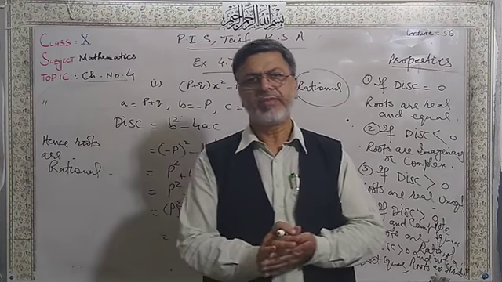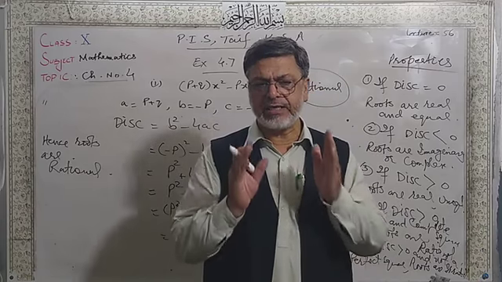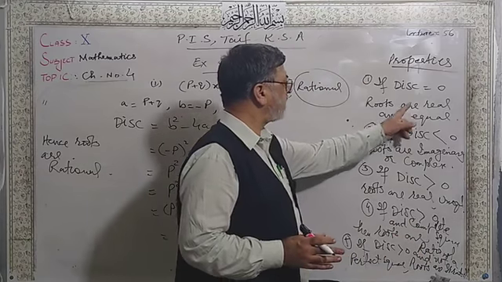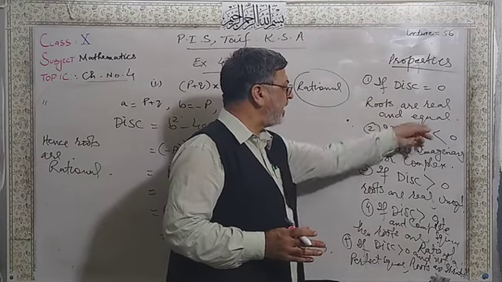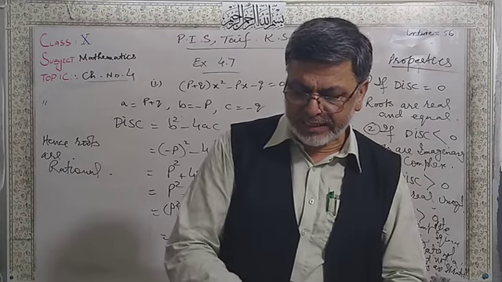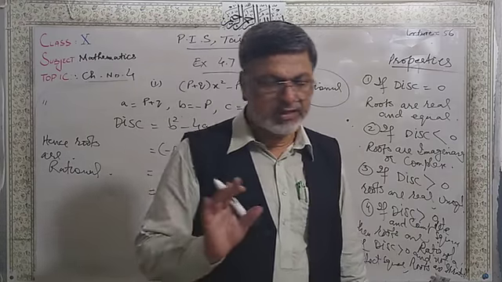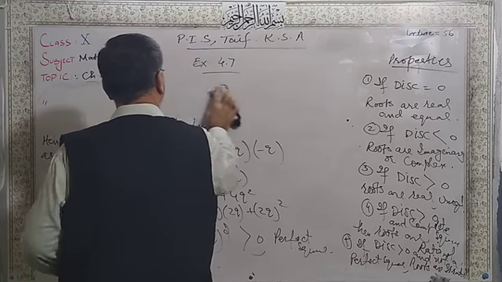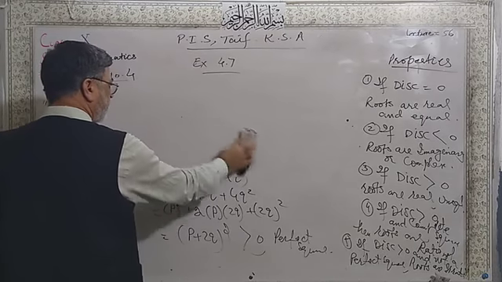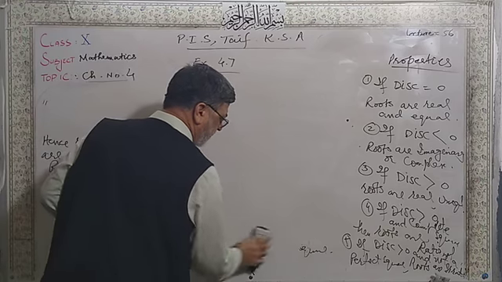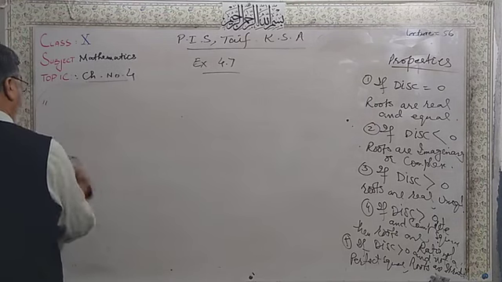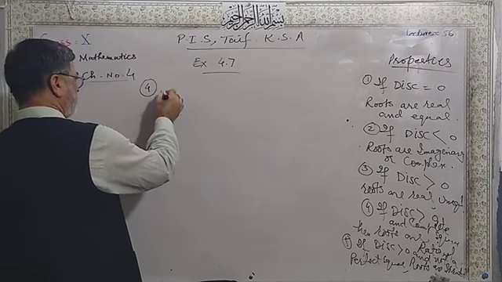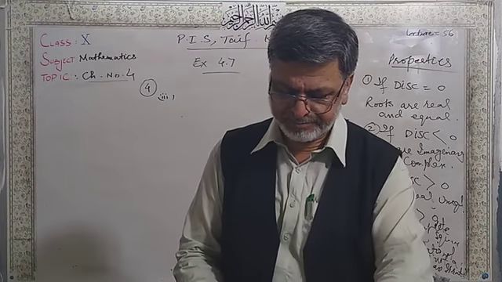Remember that if the roots of the equation are equal, then the discriminant will be equal to 0. If the discriminant is equal to 0, roots are real and equal. So it is given in your question number 4, for what value of m roots are equal. So we will utilize our result that in this case the discriminant will be equal to 0. Question number 4, part number 3.